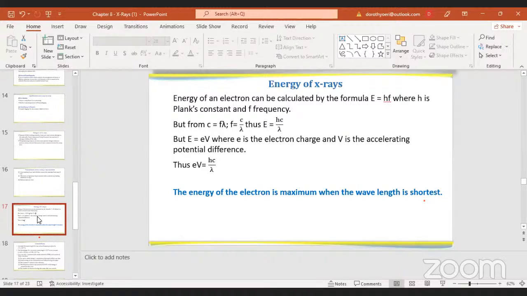Energy can also be equal to eV, electron volt, where e is the electron charge, which is normally 1.6 times 10 raised to negative 19, and then V is the accelerating voltage. In one way or another, as I have indicated, these equations are related. So you'll have to look at when required, which equation will I use at this particular point.